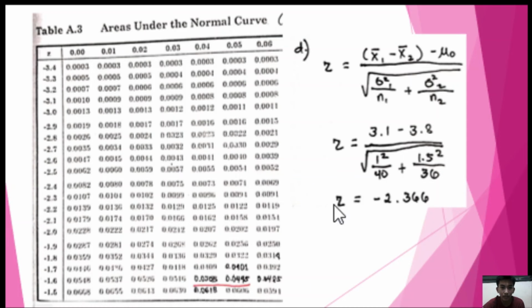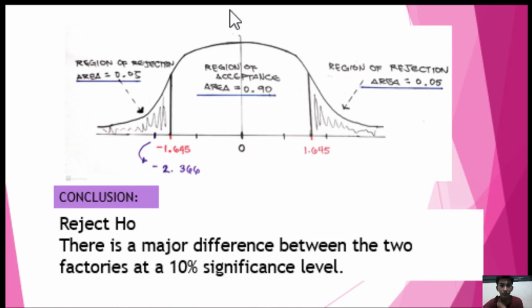Then, i-draw na natin yung curve niya. Ito yung figure na to. Ito yung nakuha nating 1.645 na positive and negative. Ito yung positive, ito yung negative na critical values. Tapos itong shaded area na to, ito yung rejection region area na equal sa 0.05. At tong hindi na-shade dito, yung region of acceptance area is equal to 0.90.